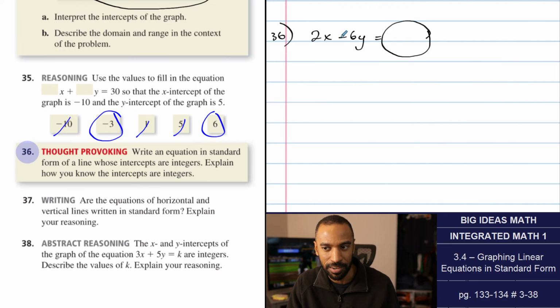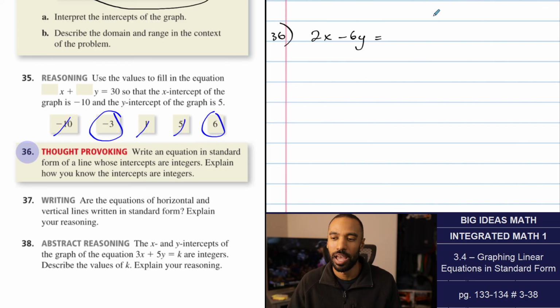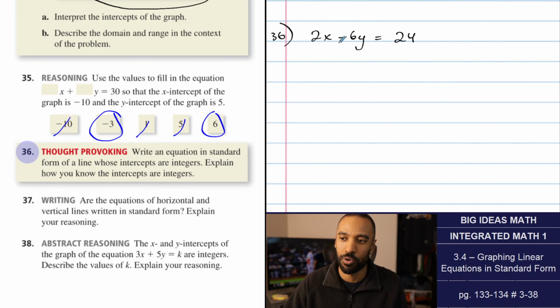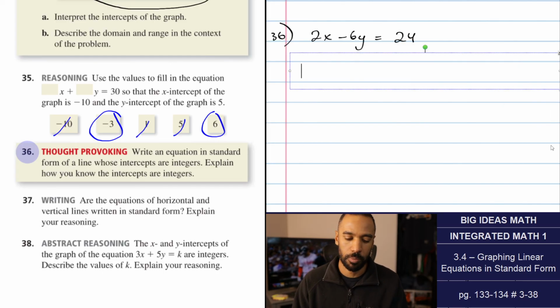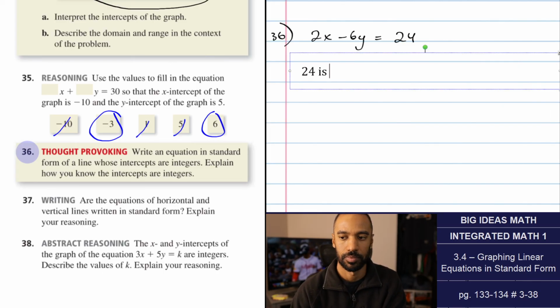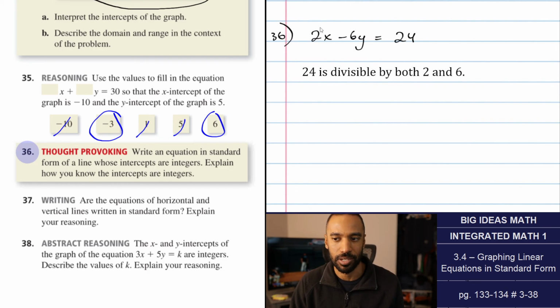Because, number 1, negative doesn't matter, and number 2, anything that's divisible by 6 is divisible by 2. I need an even number divisible by 6. I can do 6, 12, 18, 24. I'm going to do 24. I could do negative 24 or whatever, but this is why. 24 is divisible by both 2 and 6. So that's what you have to do: just come up with something that's divisible by both. The x-intercept is 12, the y-intercept is negative 4, right? That's the reason why that works.